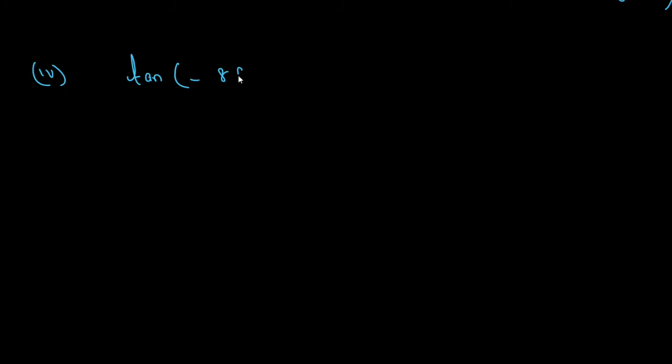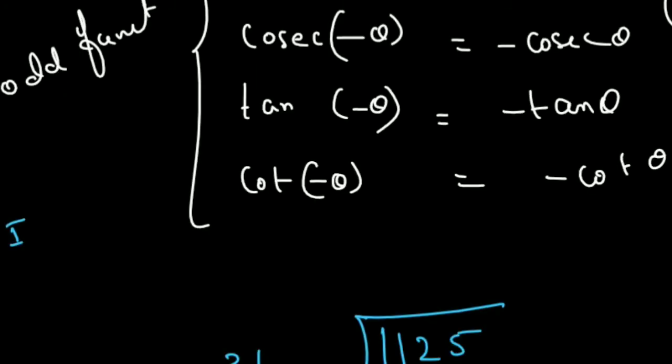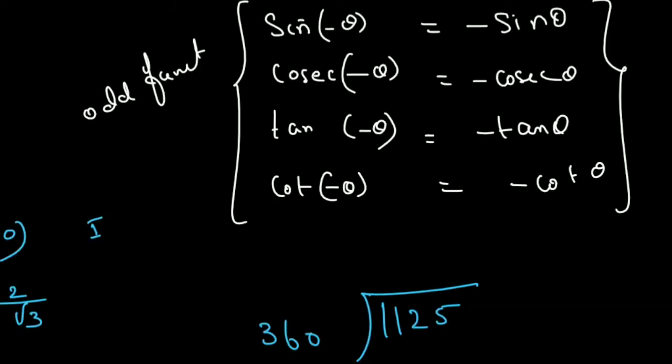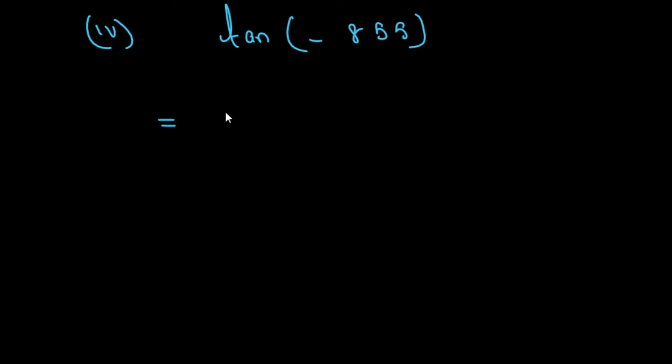minus 855. See the properties. What is tan of minus theta? If it is cos and secant, I told you ignore it. But tan, no, it is an odd function. Tan of minus theta is minus tan theta. So write it as minus tan 855.